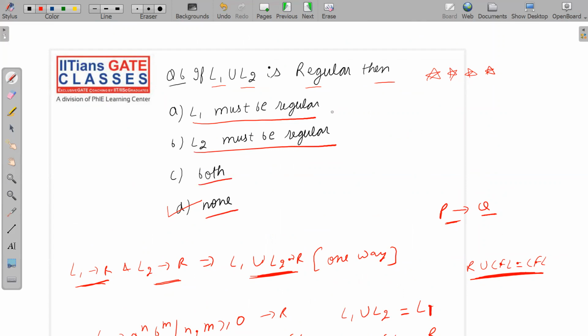So you will get confused, because the first is saying that L1 should be regular, and this is saying that the second should be regular. Obviously, this is not true, right? Because union is commutative. Since it is commutative, L1 union L2 is the same as L2 union L1. So it hardly matters to me. I am just giving you options to confuse you.